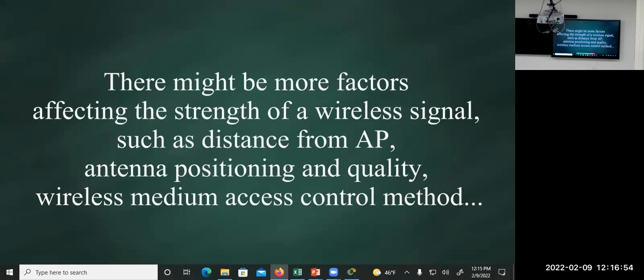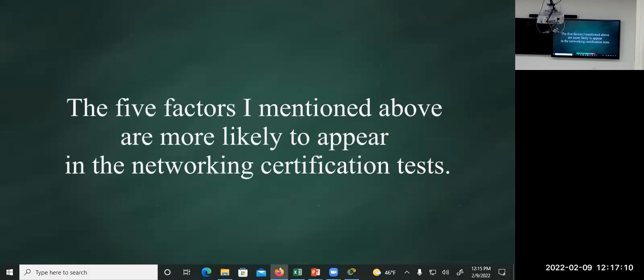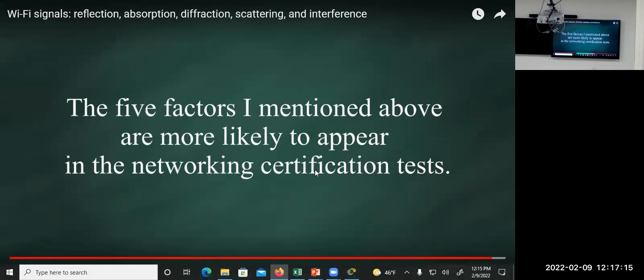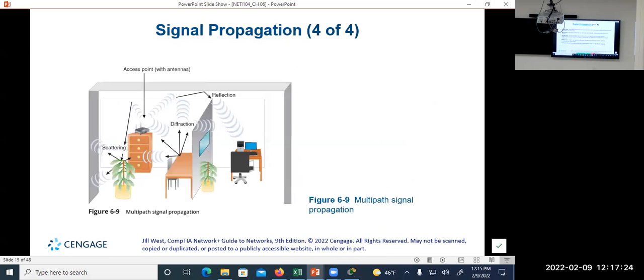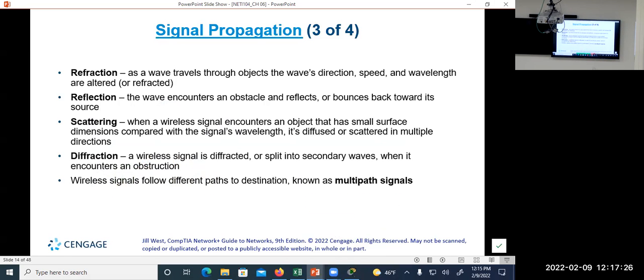There might be more factors affecting the strength of wireless signal, such as distance from the AP, antenna positioning and quality, wireless media access control method, and so on. The 5 factors I mentioned above are more likely to appear in the networking certification tests. Okay, so we have the definitions of attenuation, interference, reflection, scattering, and diffraction here.